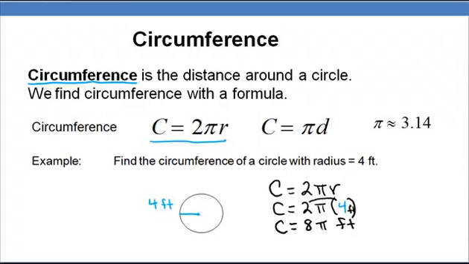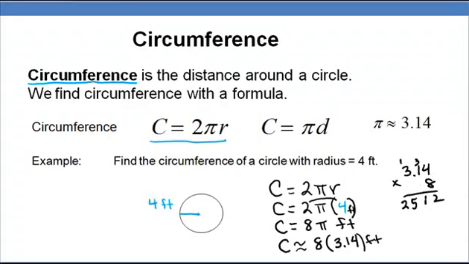If we want an approximate answer, we will substitute the pi. Once you do that, you should use the approximation symbols. So 8 times 3.14. And we'll do it on this side. And then into decimal places. So this is 25.12 feet.